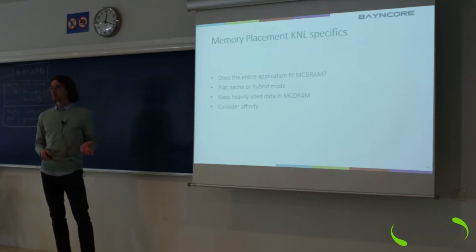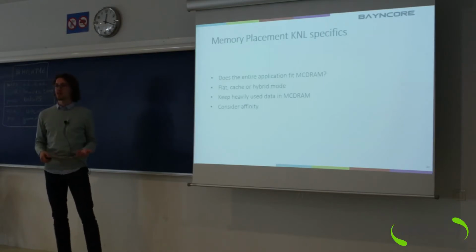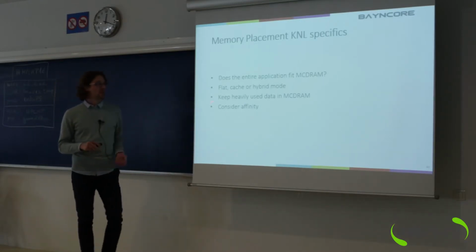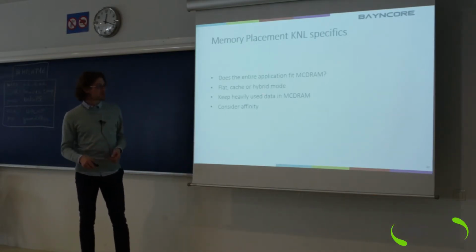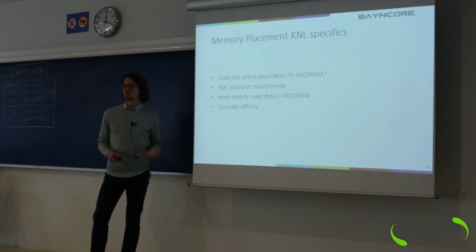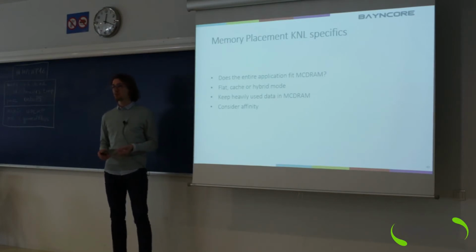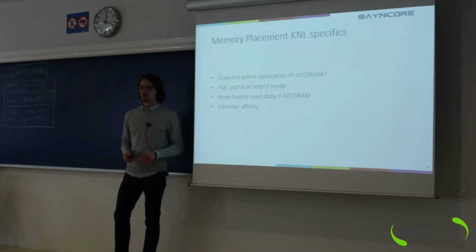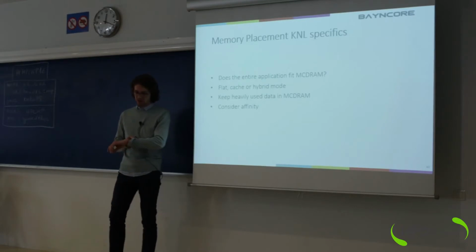Specific to where you place your application and data for the KNL, as I said before: does your application, for example, fit already in the high-speed memory or not? Which of the different modes are we going to use? Keep the data that is being used and worked on a lot in the high-speed MCDRAM, and consider the affinity of your processes and your threads depending on where you're running.